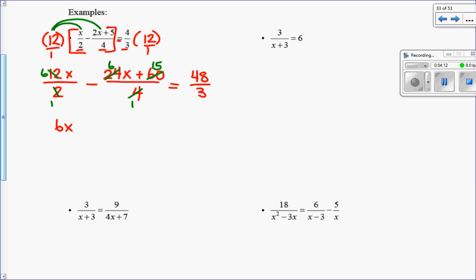So that leaves me with minus 6x plus 15. And that equals, and on this side, if I divide a 3 out, that's 1 and 16 on the top, equals 16. And so you can see how that eliminates my denominators totally when I multiply both sides by the common denominator. Okay. So this would really be 6x minus 15 equals 16.